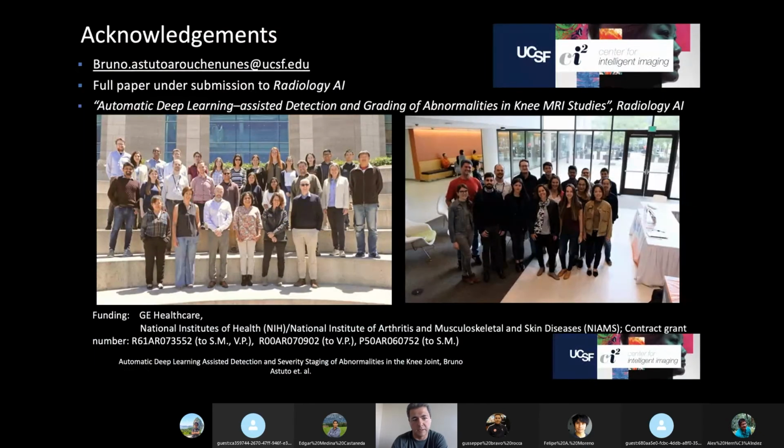This is the group that I work with. Lots of these guys already left. They were PhD students, PhDs and postdocs, and they left, but some are still here. So this is the full paper at Radiology AI, and this work was funded by NIH and NEMS as well, but it was mainly funded by GE Healthcare. So when I left GE, I moved to the US, but I'm still working for GE in a way.